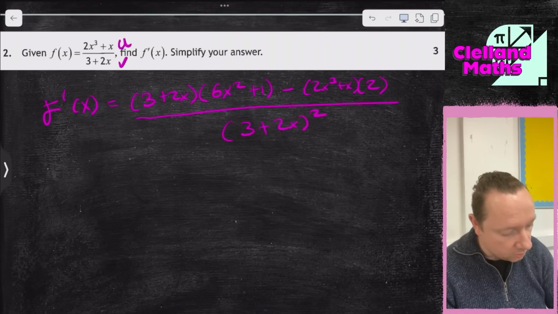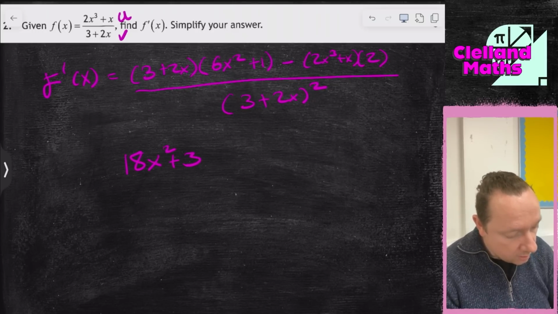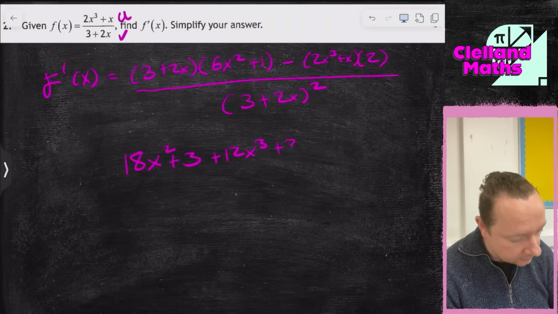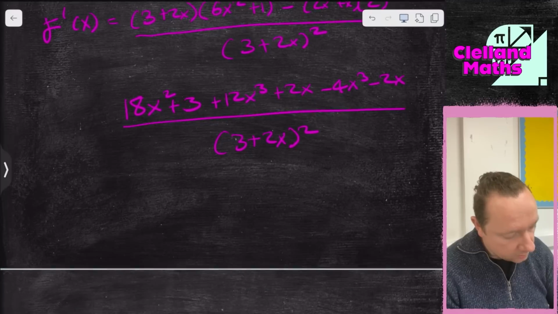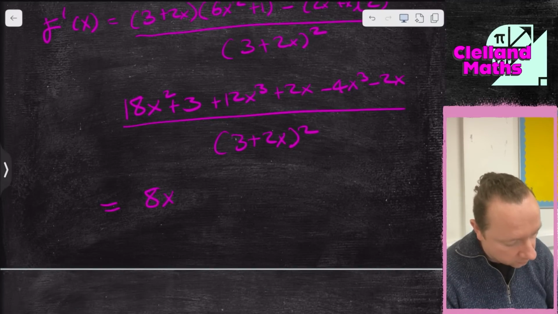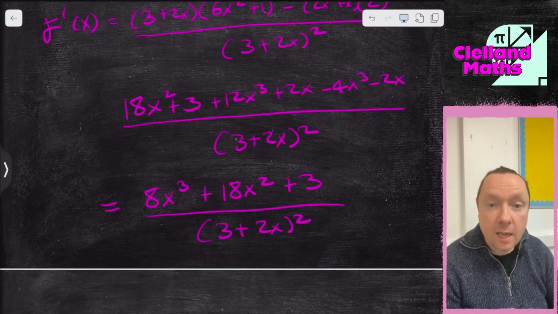Leave the bottom alone because that's already factorized. So expanding and simplifying, I've got 3 6s is 18x squared, 3 1s is 3, 2 times 6 is 12x cubed, 2 times 1 is 2, but 2x, minus 4x cubed, minus 2x, all over 3 plus 2x squared. So 18x squared, 12x cubed minus 4x cubed is 8x cubed, plus 18x squared. And then the 2x's cancel, so just plus 3, all over 3 plus 2x all squared. And we're done there.